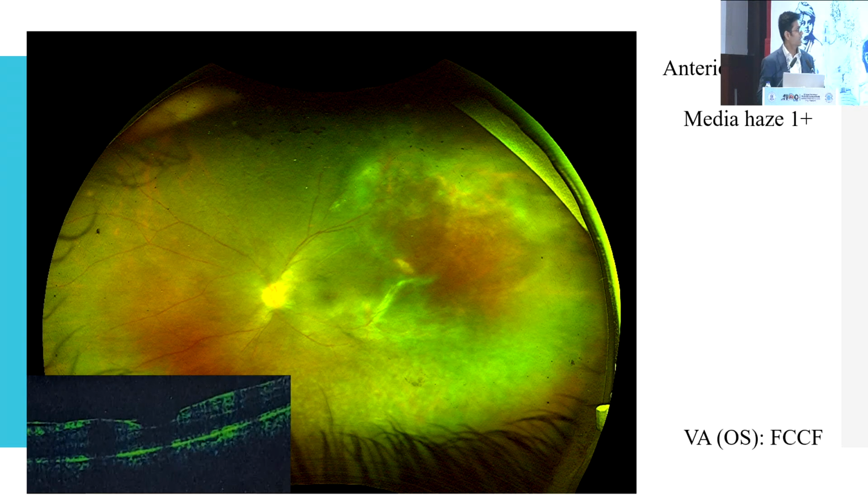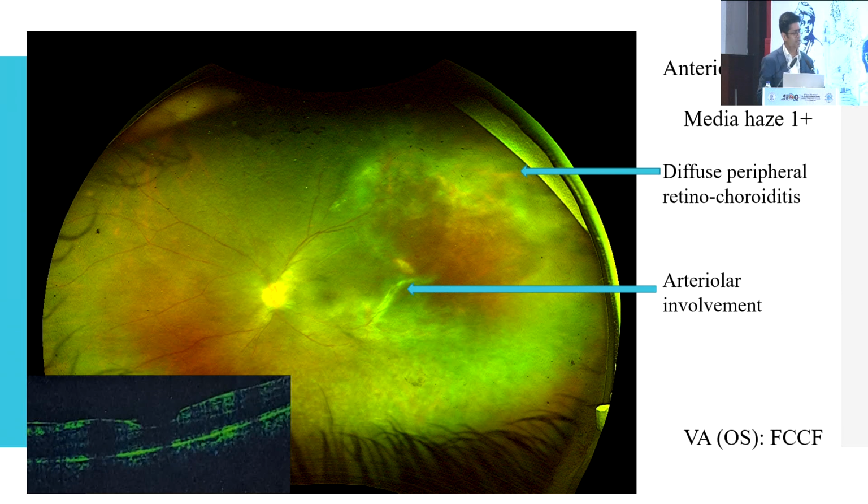Putting that into practice, this was a case of a 38-year-old male who had come with complaints of defective vision, and he was given oral steroids for some time. The patient landed up with us not responding to oral steroids, and you could see that there was anterior segment inflammation, media haze, and retinochoroidal patches, arterial involvement, as well as this pigmentary change.